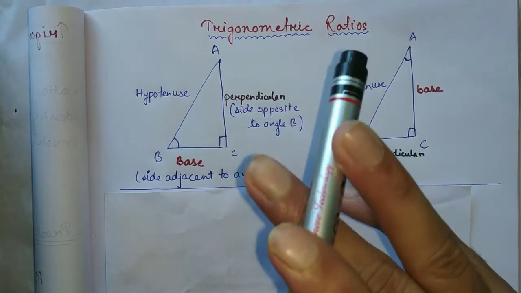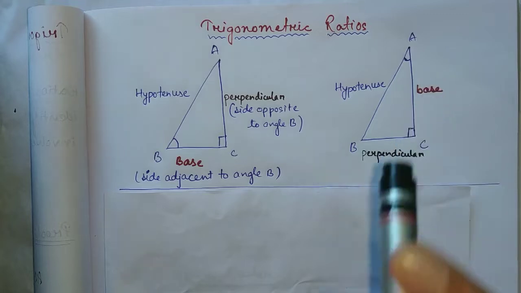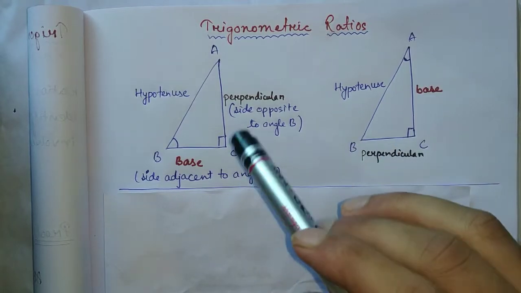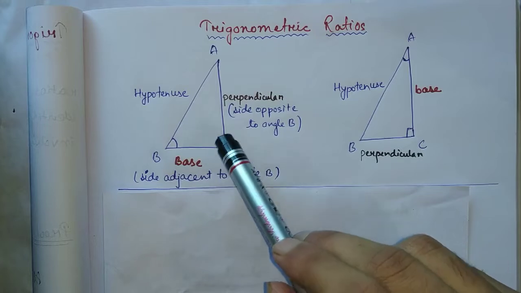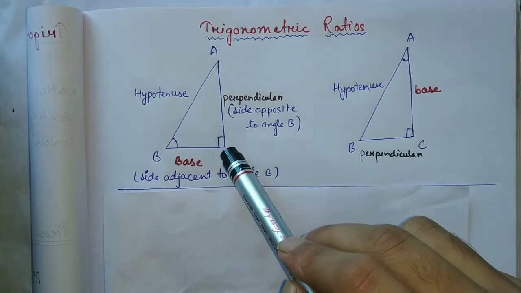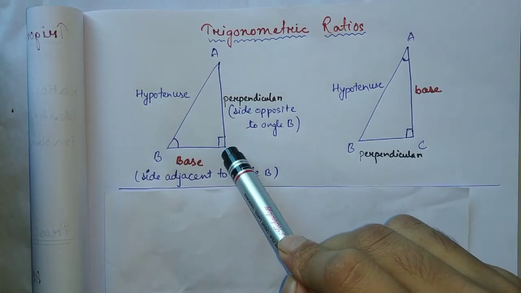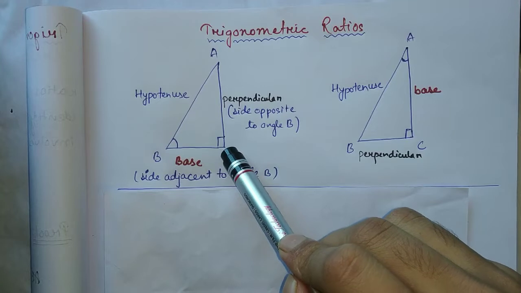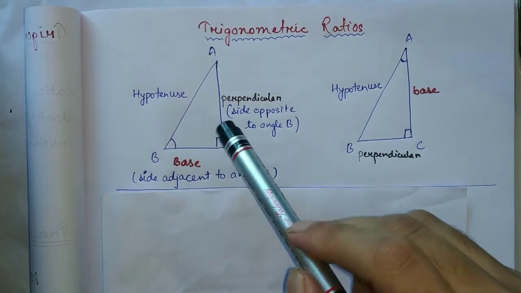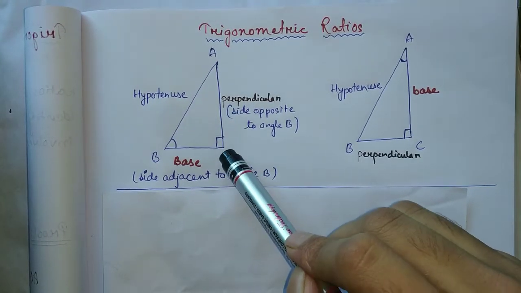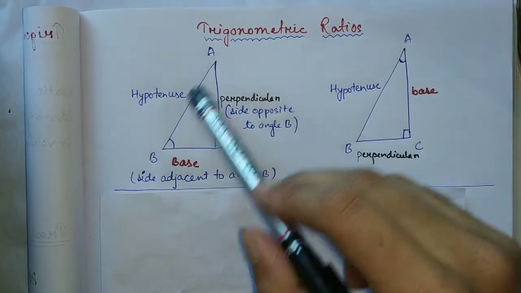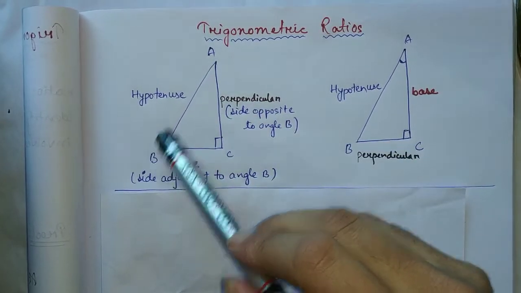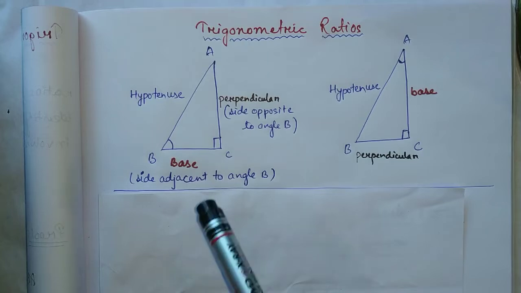So the basic thing which we can do in order to identify the hypotenuse is to look at the 90 degree, the right angle. In this triangle ABC, we find that the right angle is at angle C. So the hypotenuse is the side which is exactly opposite to this angle. In this case, the side which is exactly opposite to angle C is the side AB.